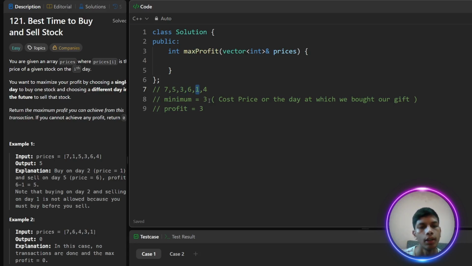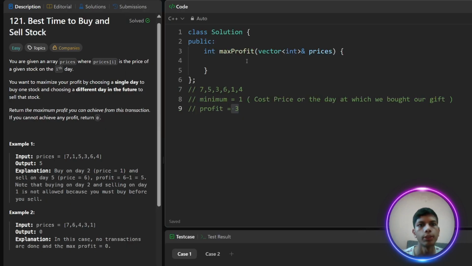So I will switch my minimum here. So minimum will be 1 now. Okay, 1. Next element. So 4 minus 1 is 3. 4 minus 1 is 3. So our profit is also 3. So no need to change this. So this will be the approach. So let's do the code of this approach.